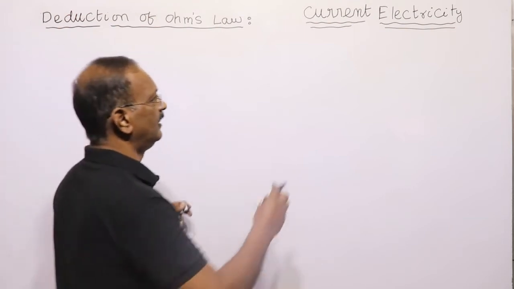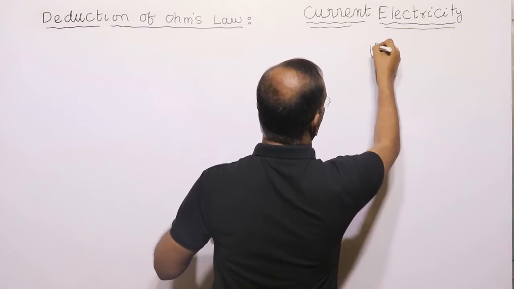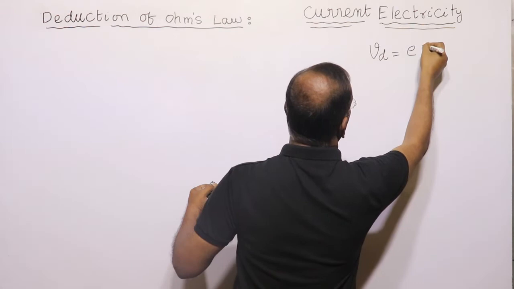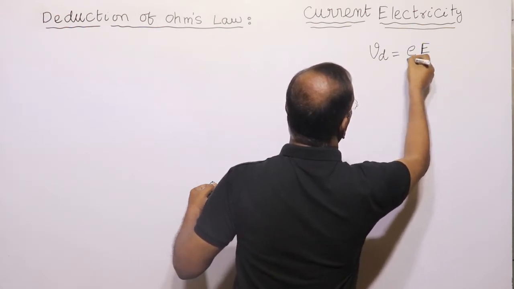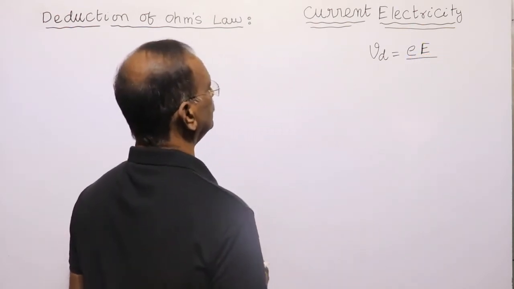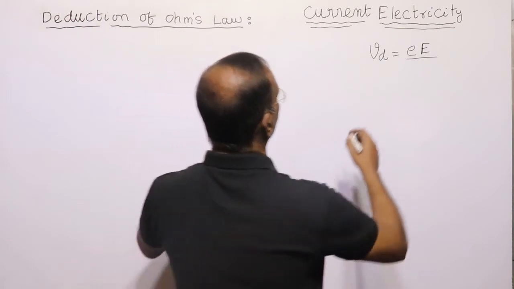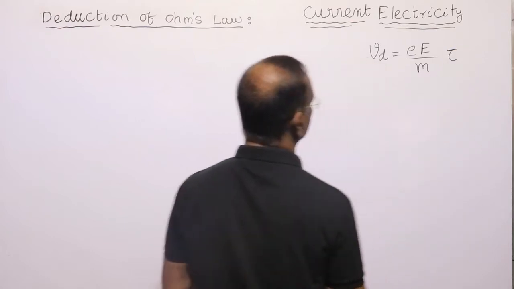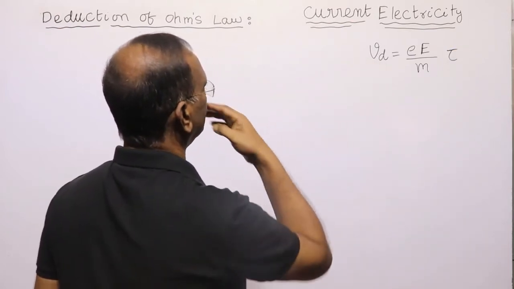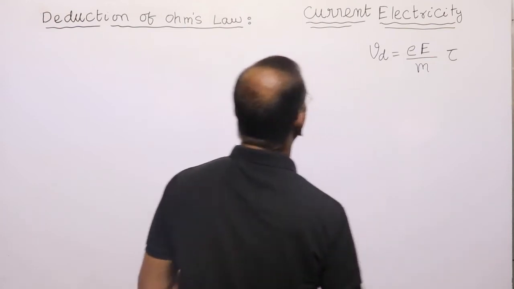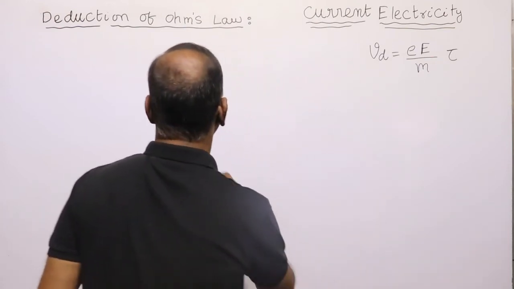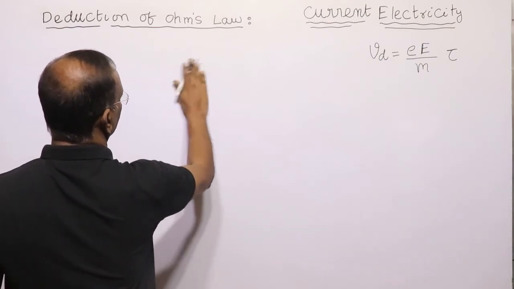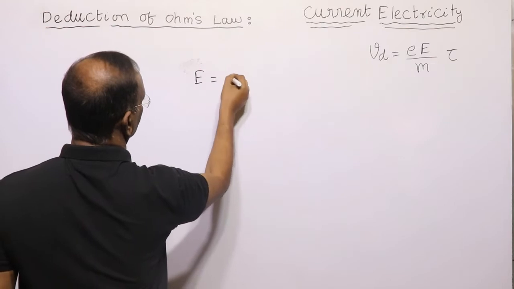As we have already seen, drift velocity is equal to the charge of the electron and the applied electric field, divided by m into tau, where tau is the average relaxation time. And as we have seen in electrostatics, the electric field is equal to the negative of the potential gradient.